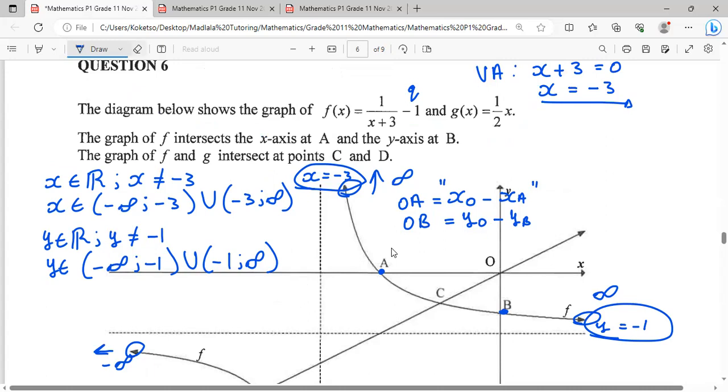But we understand that at the x-intercept, y is equal to 0. Then at the y-intercept, x is equal to 0. So I'm just going to take a picture of this because we are going to move to the whiteboard. Let's go to the whiteboard, please. Okay, we have safely arrived.